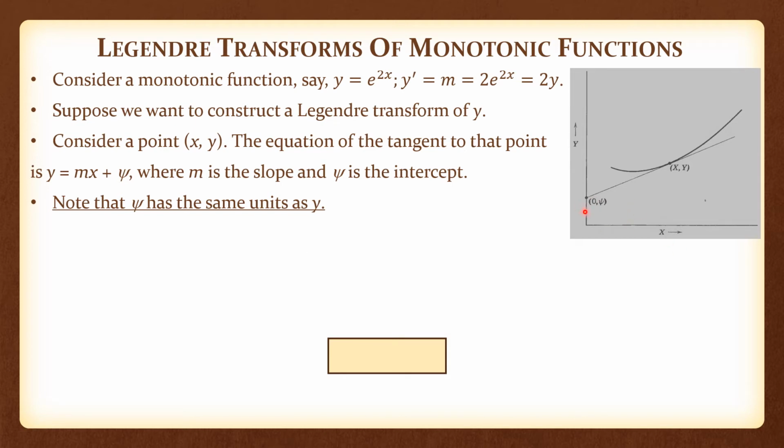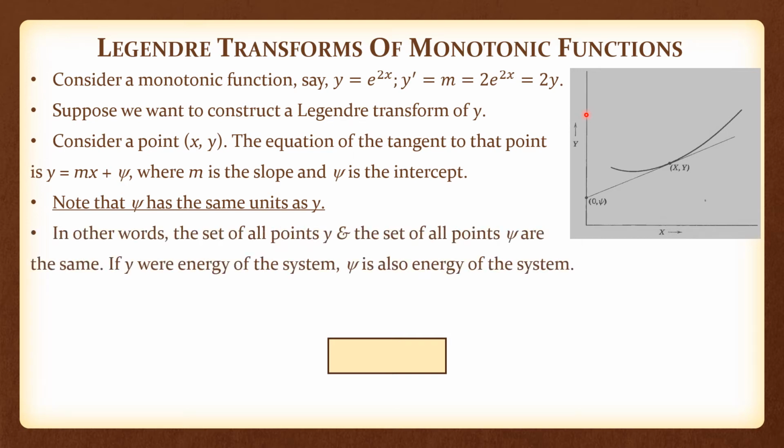Note that psi has the same units as y. That's what I was trying to explain. The set of all points psi lie on the same axis as the set of all points y. They both have to obviously have the same units, and that's important. In other words, the set of all points y and the set of all points psi are the same. If y were the energy of the system, psi is also energy of the system. It's just a different energy. For example, for this particular value of x, y is this, that is one energy, but psi is this, that's a different energy, but nonetheless they both are energies.